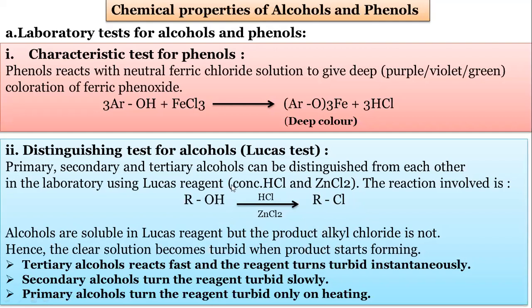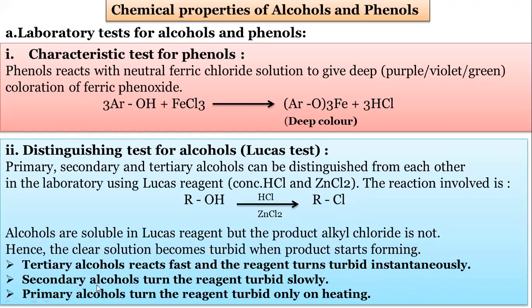So if the alcohol is dissolved in Lucas reagent, a clear solution is obtained first. And as the product appears, the solution becomes turbid, meaning it becomes white. According to this, we can easily identify tertiary, secondary, and primary alcohols. How are the tertiary alcohols identified? Tertiary alcohols react very fast, and the reagent turns turbid instantaneously. When the alcohol is added, the solution immediately becomes turbid, so we can easily identify that a tertiary alcohol is used.